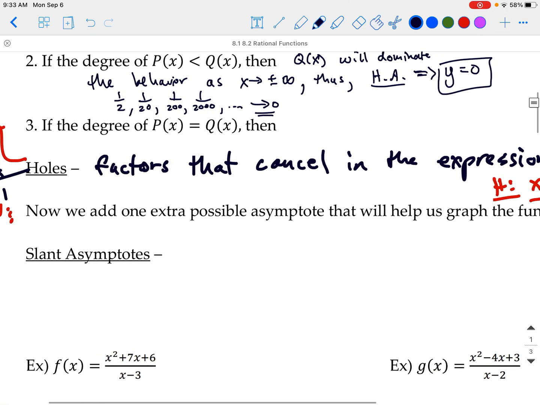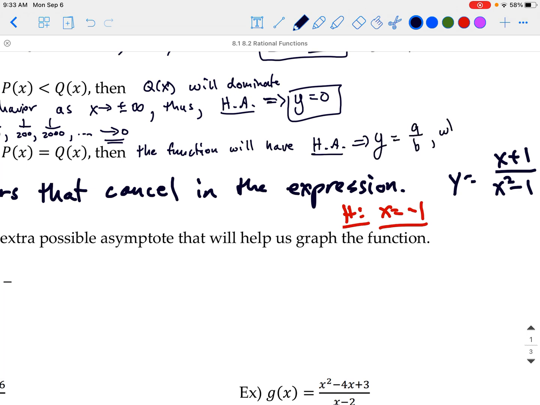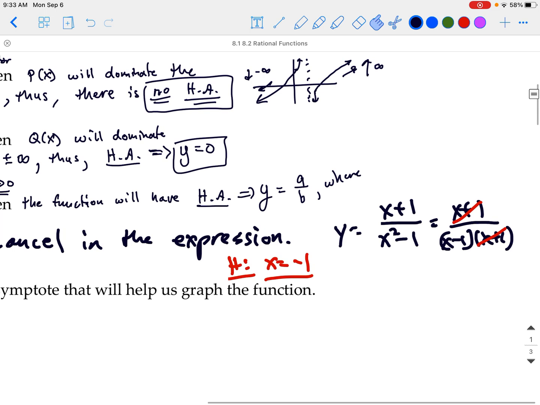And then finally, if the degree of p is equal to q, then the function will have a horizontal asymptote that looks like y equals a over b, where a and b are the leading coefficients.